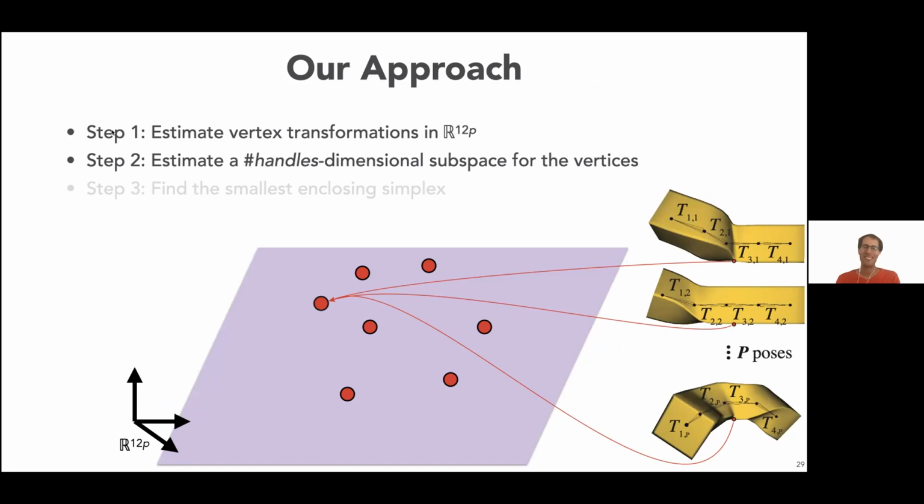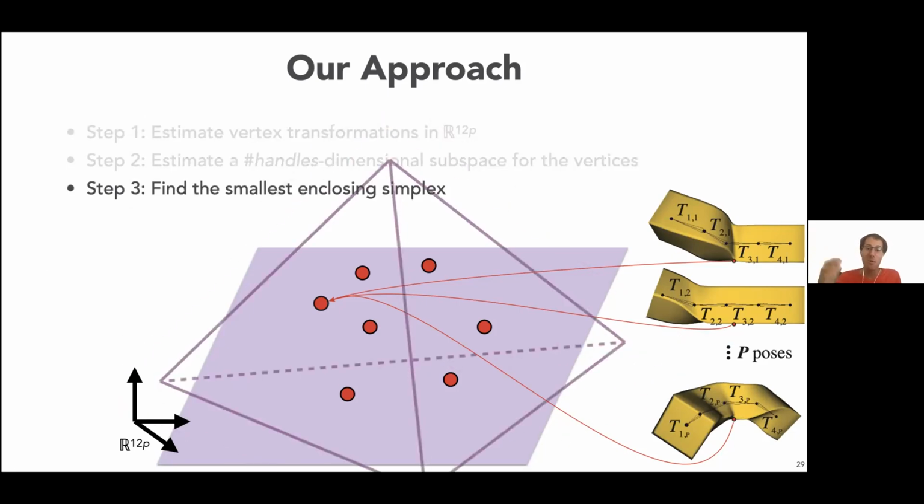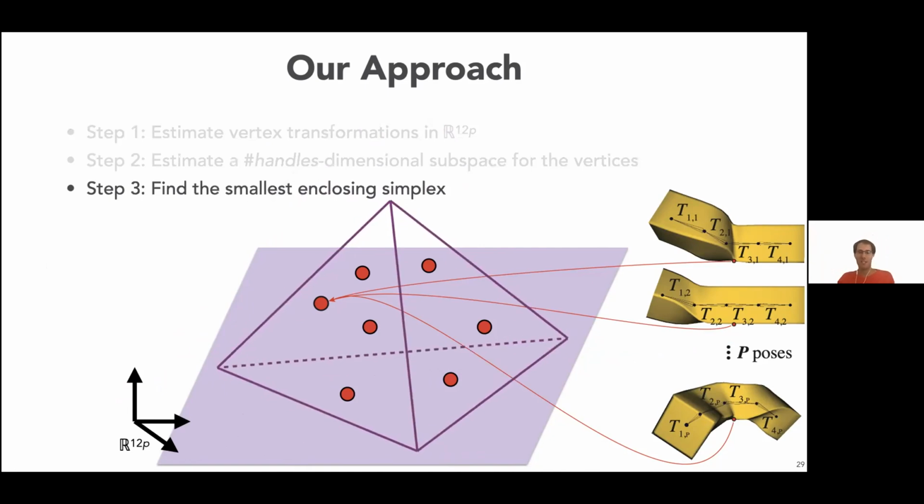So now we've talked about step 1 and step 2 to estimate these vertex transformations in this subspace. So now we have this subspace, and we have the vertex transformations projected onto the subspace. And now what we want to do is find the handles. So the handles should be a simplex which encloses it. And what we want to find is a nice simplex, and a nice simplex is, I will argue, a smallest enclosing simplex.